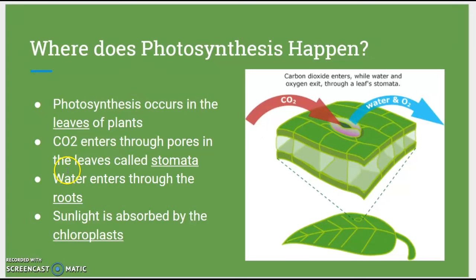Water enters through the roots. Hopefully you guys already knew that, but in case you didn't, whenever you water the plants, the water goes into the ground, and the roots are what take that up. And if you remember when we talked about properties of water, cohesion actually pulls that water up into the plant from the roots all the way up to the leaves. And then sunlight is also absorbed by the chloroplast. So the chloroplast is where the whole process of photosynthesis happens within the leaf, and sunlight is absorbed by those.